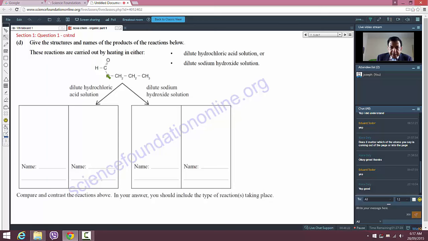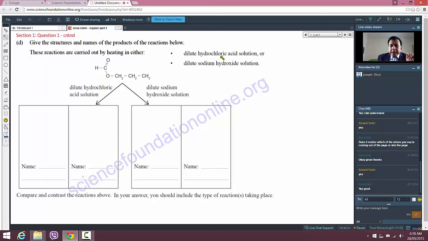And you can see clearly that that's an ester. There's the ester functional group, C double bond O with the rest of the molecule on either side. And incidentally, while we've got it there, we would be naming that as propyl methanoate. That's the ester that we begin with.